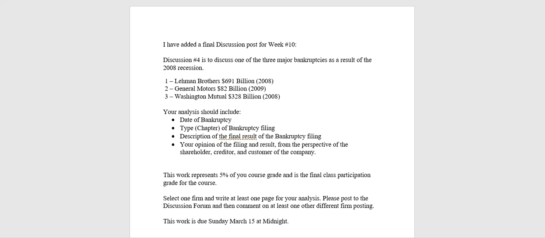You are also to write a minimum of at least one page on your analysis and post it, and then post a follow-up to another student's posting that had to do with one of the other two bankruptcy filings that you did not do, and comment on that work. So let's say you did Lehman Brothers, then you would find a student that posted something on General Motors or Washington Mutual and write a brief comment about your review of that work. Again, this is our final discussion post. It's part of our last week of our course. So any questions on that, you let me know, but you need to do that work over the course of the next week.